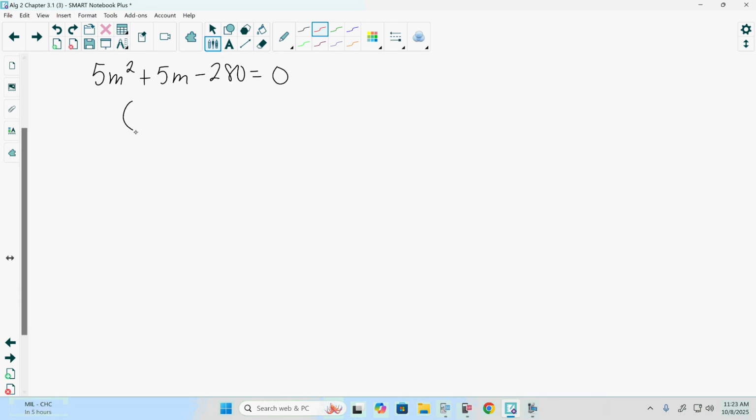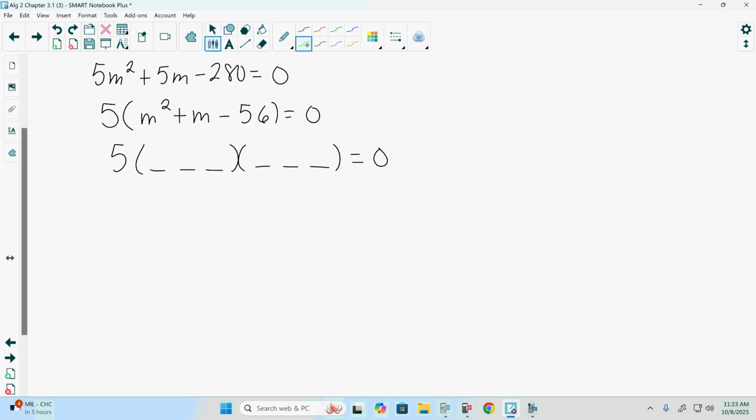Is there a greatest common factor between these three terms? Well, yes, it is 5. Well, we have 5m squared, 5m, that has 5. And since 280 ends in a 0, 5 is definitely a factor. Because 5 times 5 would be 25, 6. I believe we do get 56. Since we have our greatest common factor taken out, we've simplified that down.